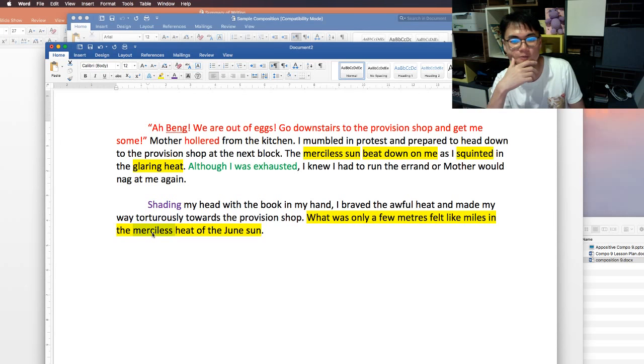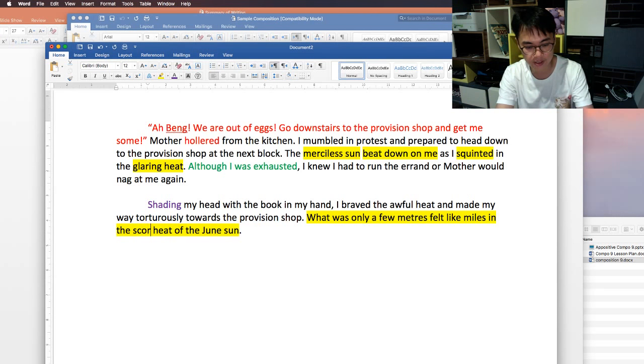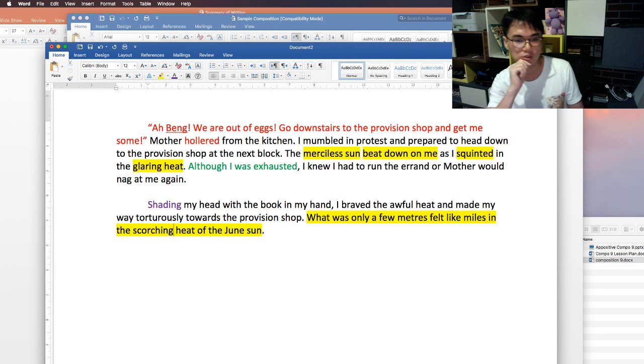Anybody wants to replace merciless heat with a different word? Yes, Josiah, you can use the word summer sun, but in Singapore there are no four seasons, so you wouldn't be able to say summer because we don't have summer here. Scorching sun, very good. So: what was only a few metres felt like miles in the scorching heat. Blazing, wonderful. These are all possible. Metres is not spelled wrongly, Jia En. It is spelled M-E-T-R-E-S.